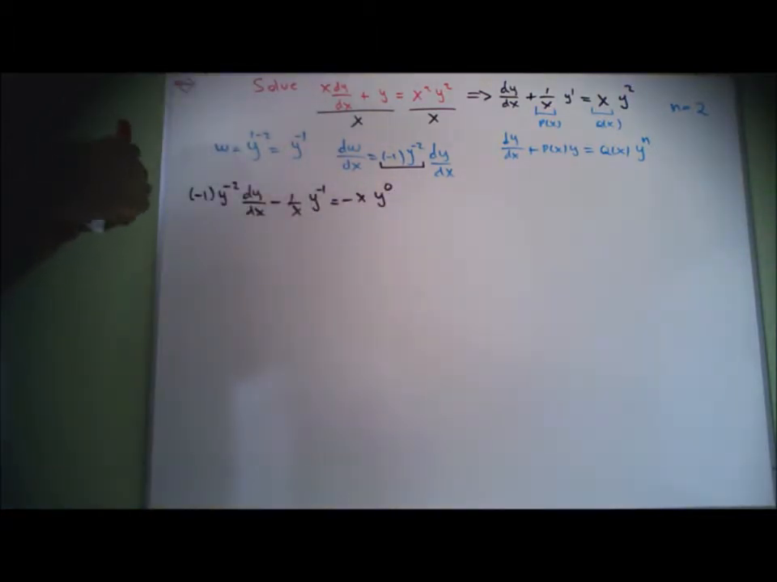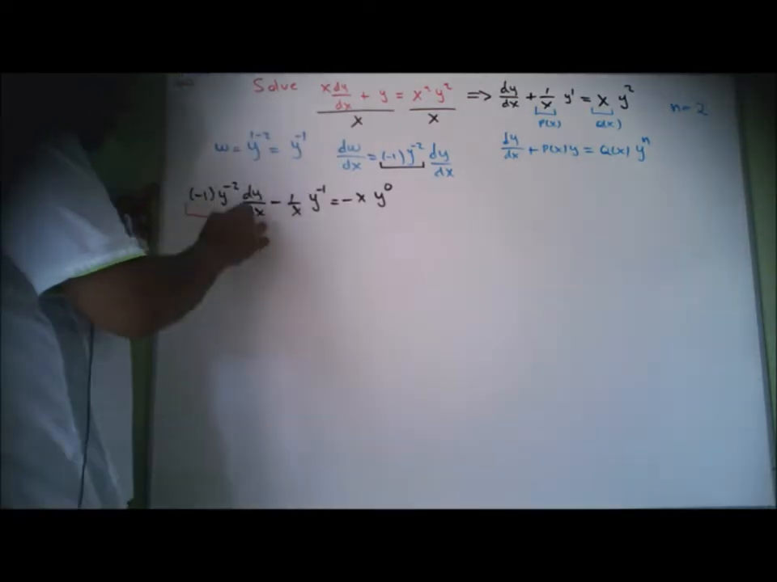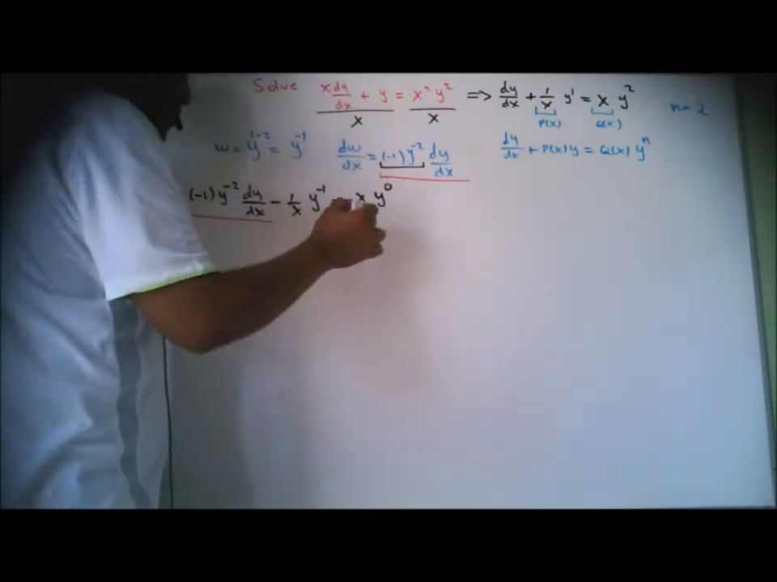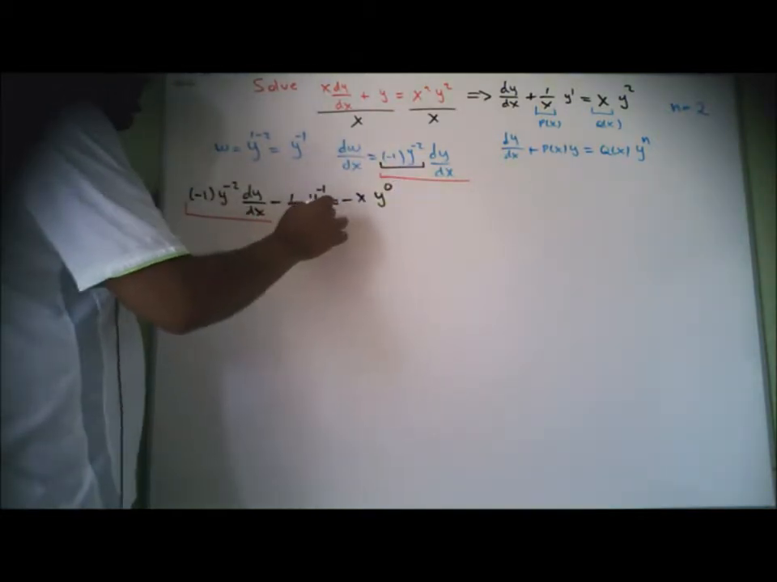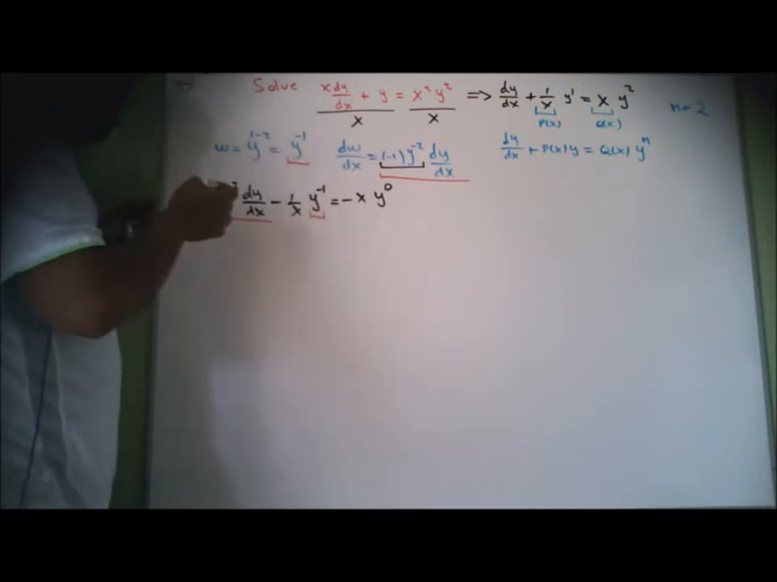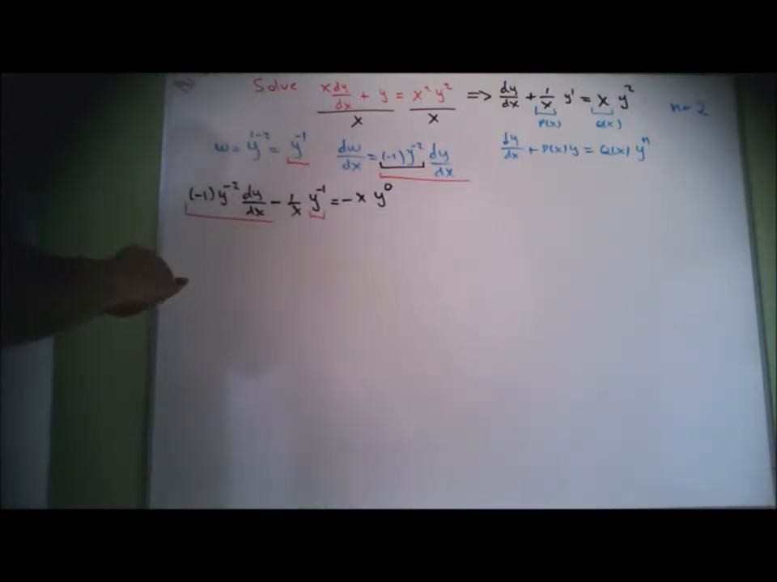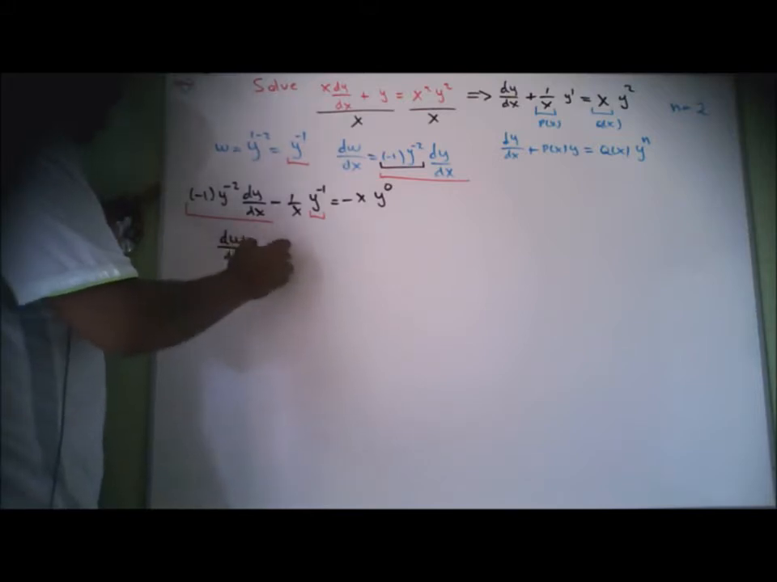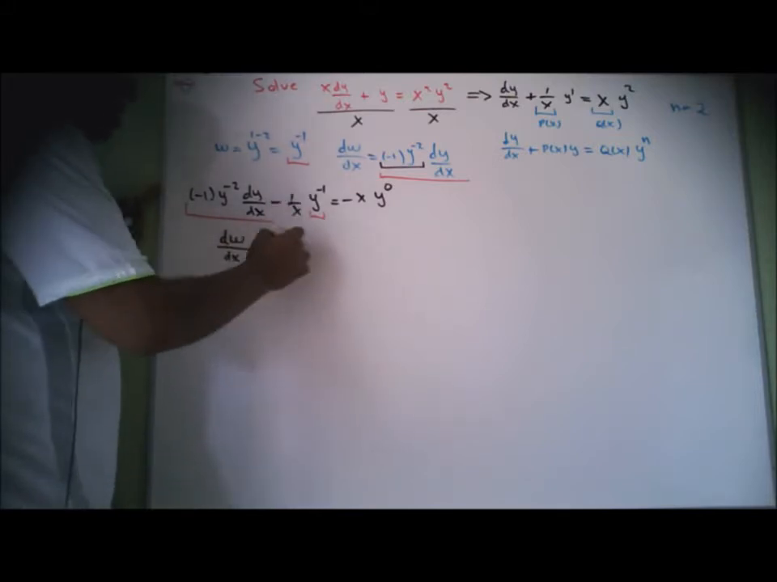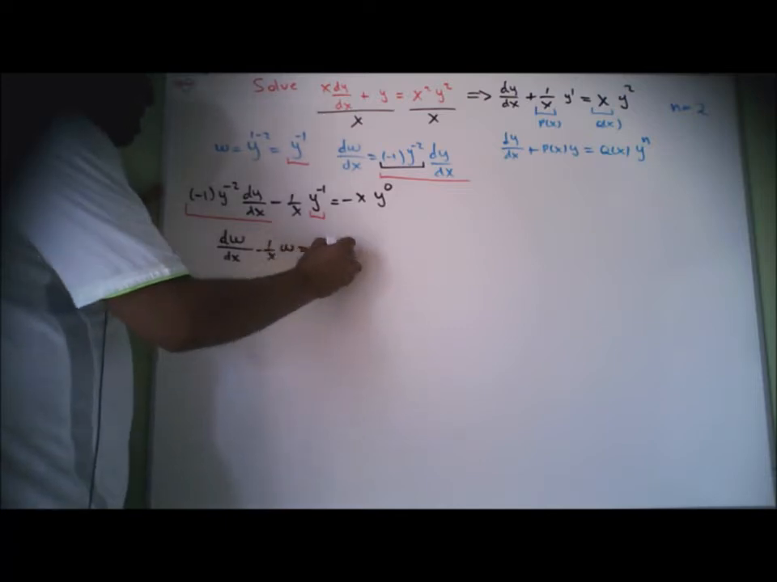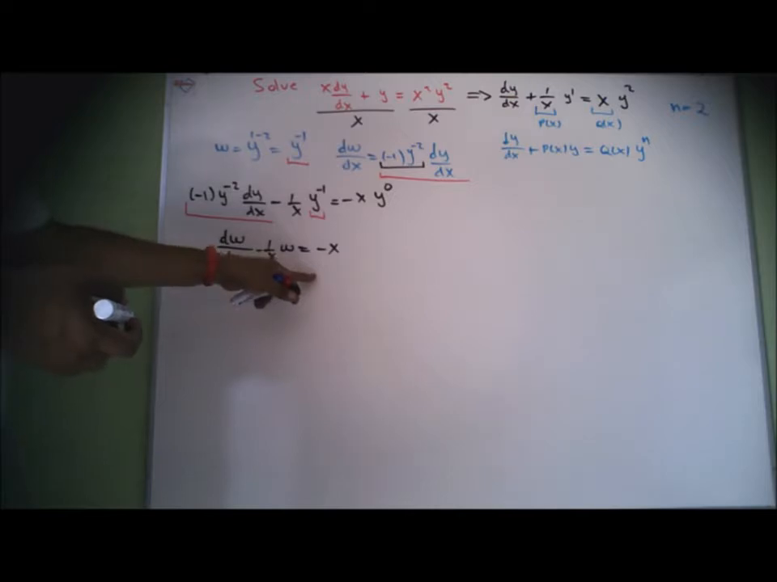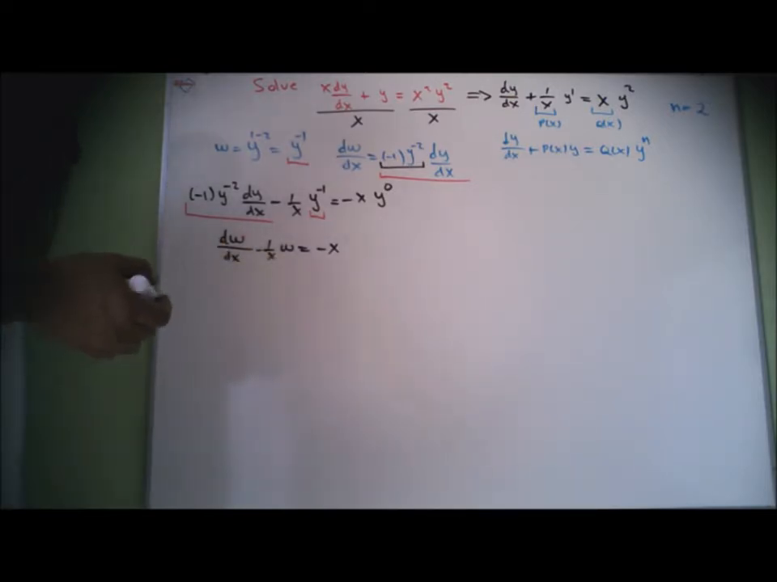Okay, now here comes the magic. Here happens to be the derivative of w with respect to x, and the y to the power minus 1 happens to be w. So if you do the variable change, this becomes the derivative of w with respect to x minus 1 over x times w equal to minus x. So now it is a linear differential equation. Now we can solve it, so let's solve it.